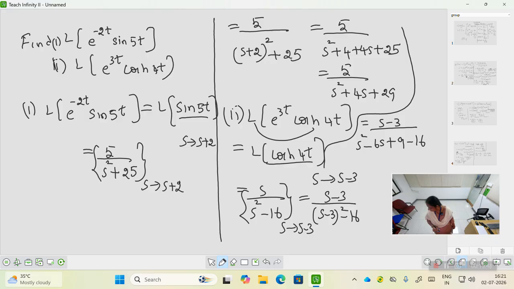Okay, in this way we have to proceed with the Laplace function. So what are the properties we have covered so far? First shifting property, linearity property. Okay, we have covered. So in this way we have to find the remaining problems.